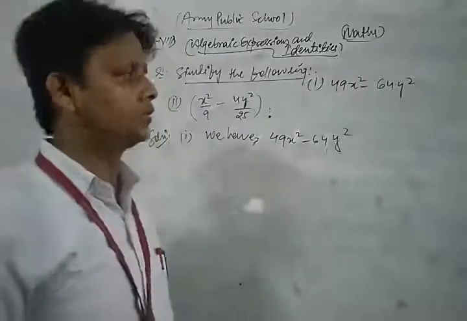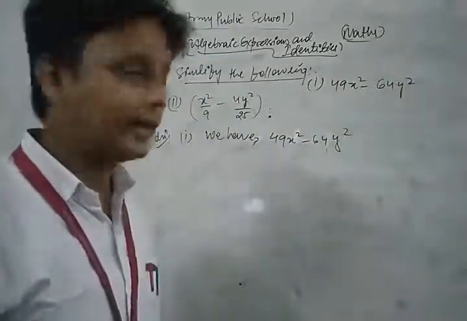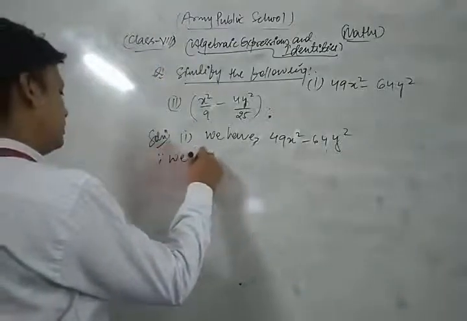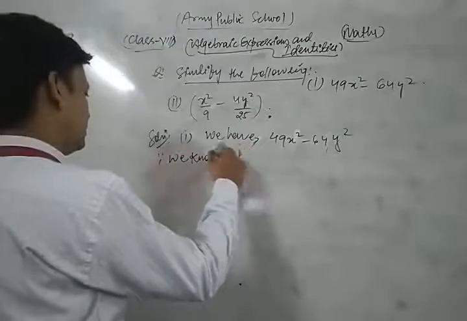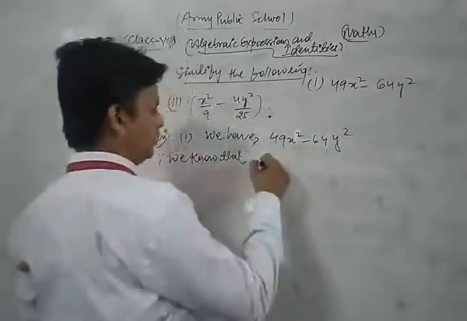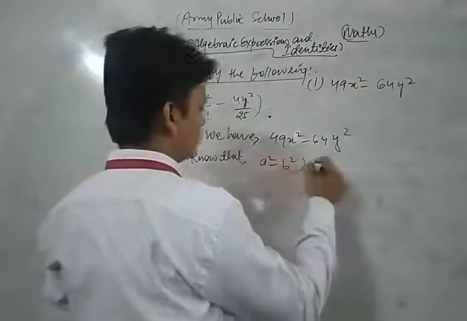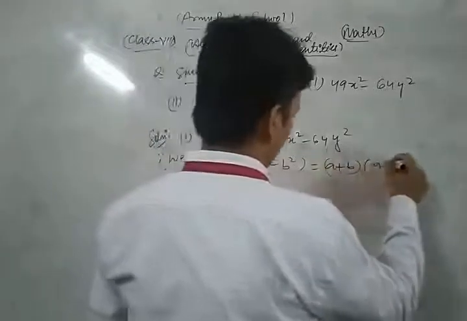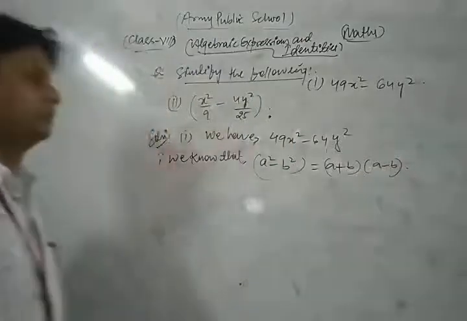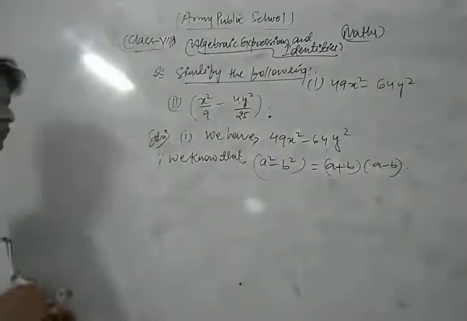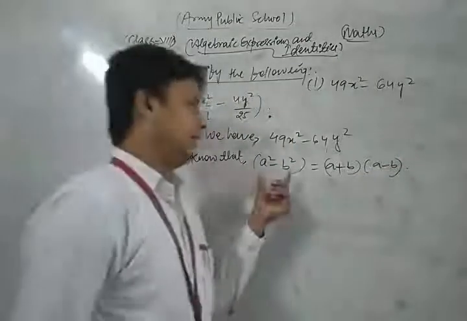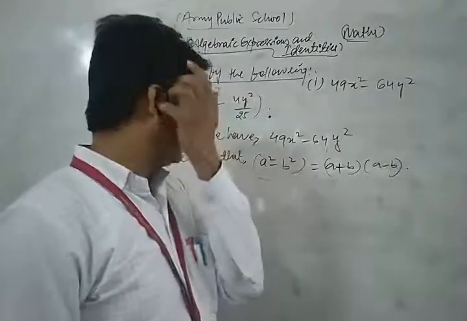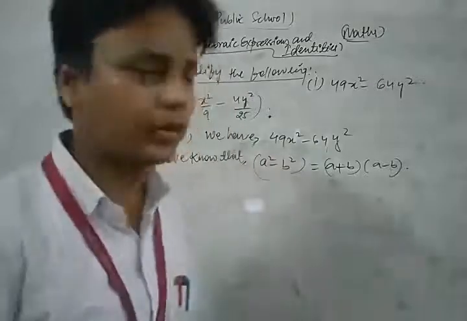(49x square minus 64y square). Okay. Now, since we know that a square minus b square is equal to a plus b into a minus b. Okay.